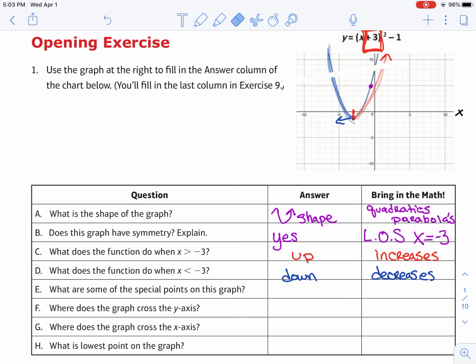What are some special points on the graph? So if I look, there's a few special points. This red one is called our vertex. That's located at negative 3, negative 1. Notice that it's the opposite of the inside number and the same as the outside number.